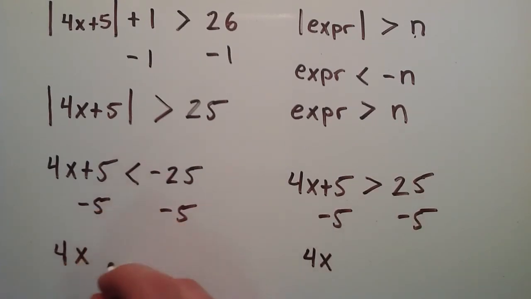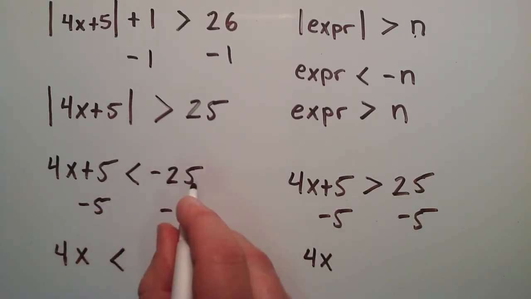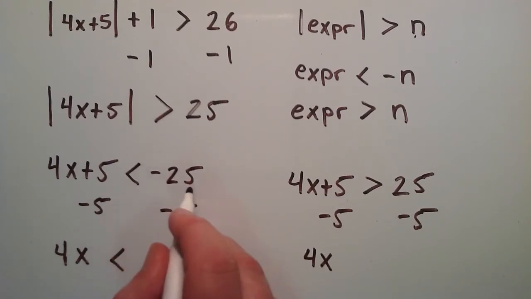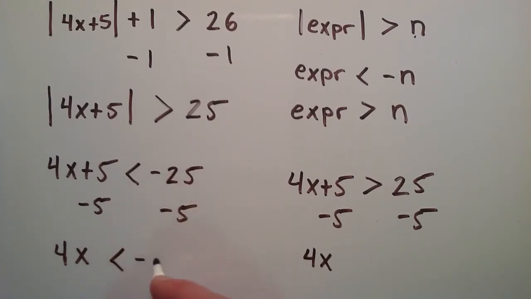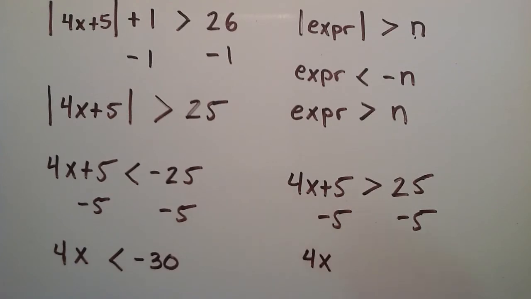Now we have less than negative 25 minus 5. We have a negative 25, and we're taking away 5 more. Now we have negative 30. Then over here we have the greater than sign. 25 minus 5 gives us 20.